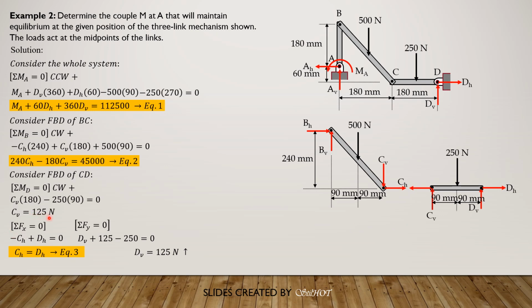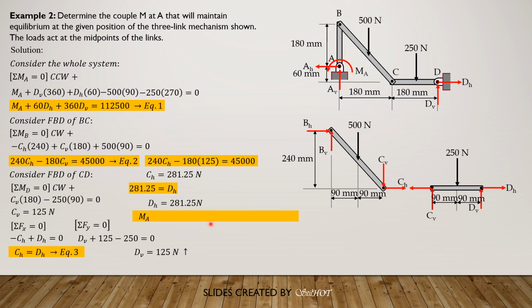Let's substitute CV equals 125 into equation 2 to solve for CH. So 240 CH minus 180 CV, CV is 125, equals 45,000. So CH is 281.25 newtons. Then since CH equals DH, DH also is 281.25 newtons. Now that we have found DH and DV, DV is 125, let's substitute that into equation 1 to solve for MA. So DH is also 281.25, take note.